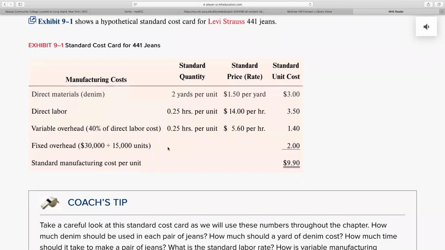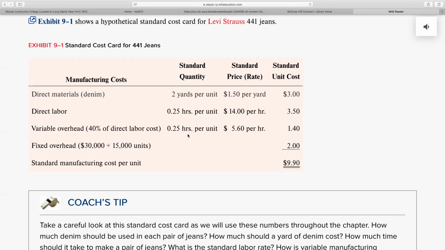All right, so here's an example of standard cost. And remember, Levi Strauss is the example. To make a pair of jeans, we need direct material, direct labor, variable overhead, and fixed overhead. And if we are going to make 15,000 pairs of jeans, these are what the different costs would be. Standard cost per unit amounts. So we need 2 yards of material at $1.50 per yard, which is $3. Direct labor, it takes a quarter of an hour, which is 15 minutes, to sew the jeans together. And if we're paying somebody $14 an hour, that's $3.50.